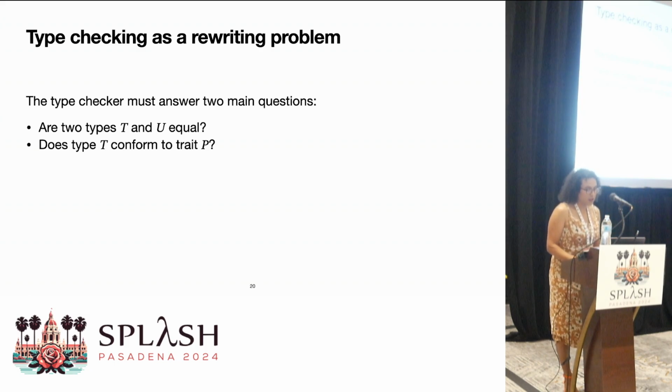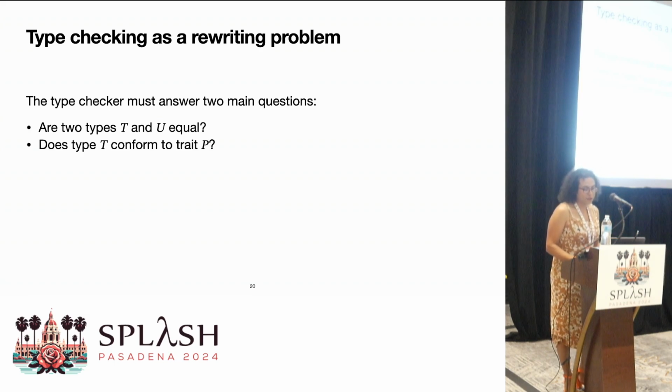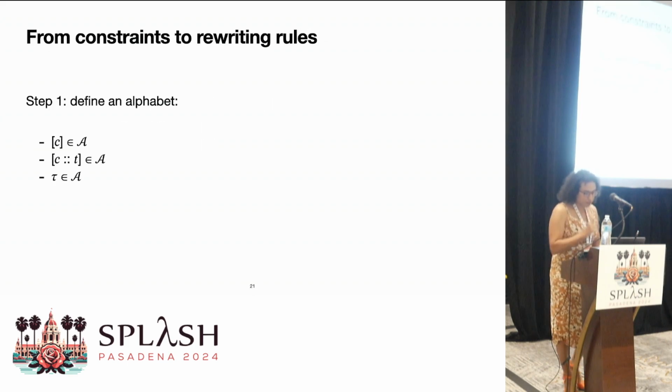This is the question that we will ask when we try to instantiate a generic parameter that has a constraint on it. So the first question has an obvious translation, right? We just encode the types into terms, then we rewrite the terms, and if they have the same normal form, then we're done. For the second question, we'll see that we need to work just a little more. So step one in the translation, we need to define an alphabet.